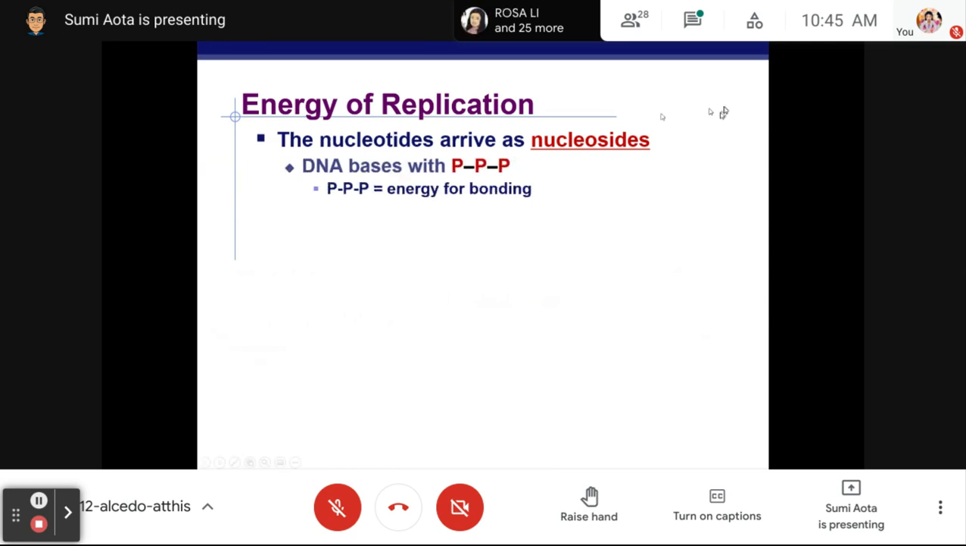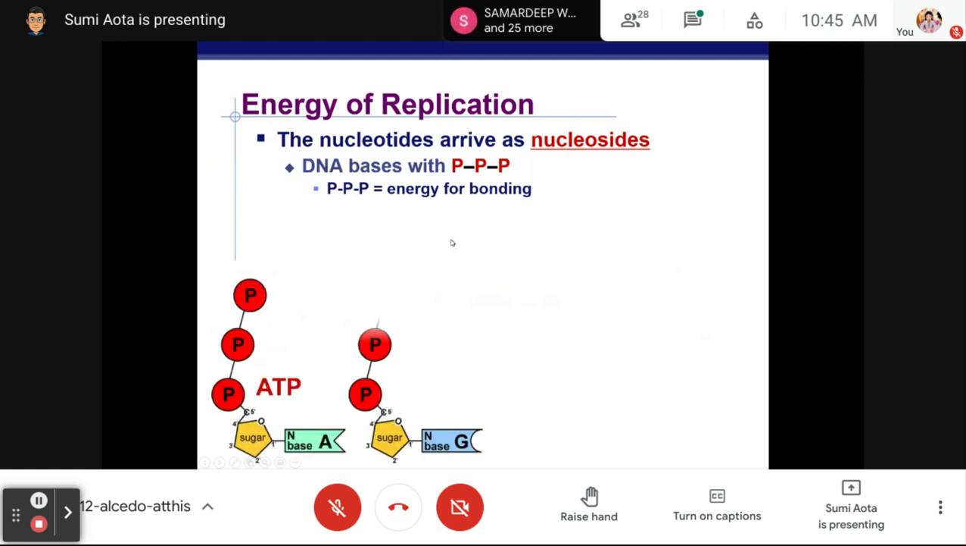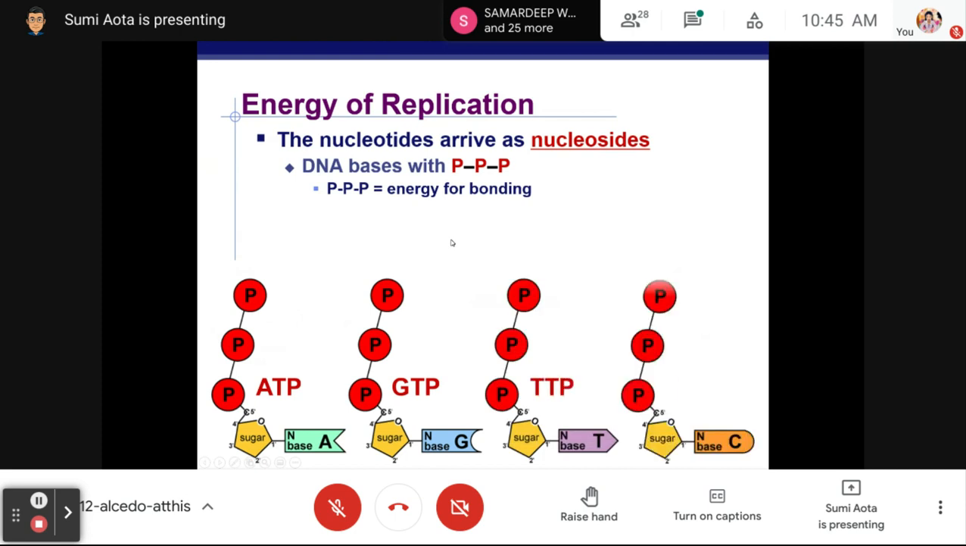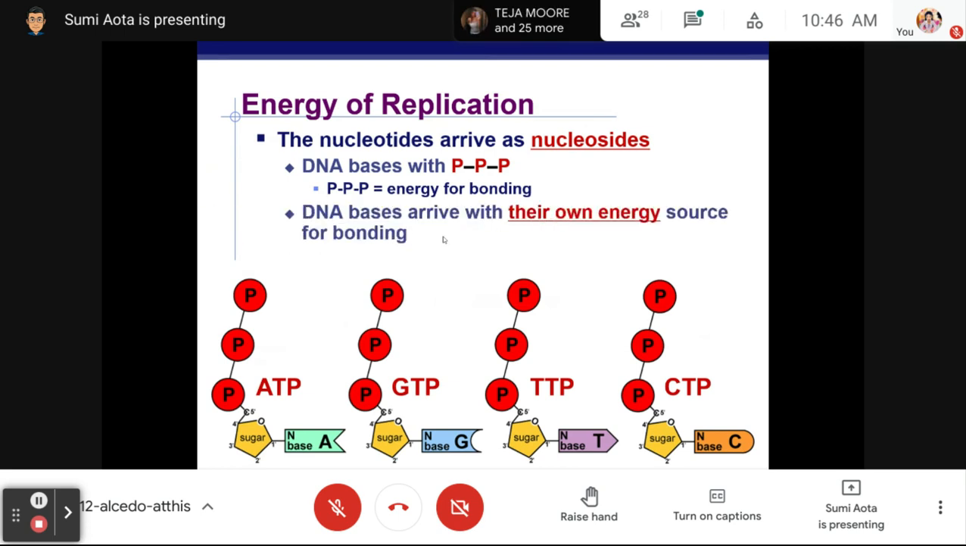Okay, so a nucleoside is a DNA base with 3 phosphates. Okay, so that's how the nucleotides are going to come in order to allow for bonding to occur. Okay, so they all come with their own energy source. And then the energy is used by the enzyme DNA poly 3 to bind the incoming nucleotides to the growing strand.